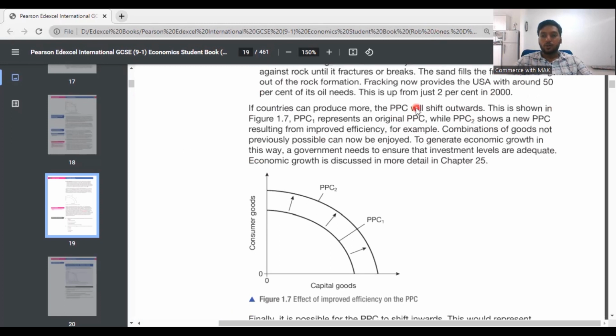PPC1 represents an original PPC, while PPC2 shows a new PPC resulting in improved efficiency. For example, combinations of goods not previously possible can now be enjoyed to generate economic growth. In this way, a government needs to ensure that investment levels are adequate. Economic growth is discussed in more detail in chapter 25.